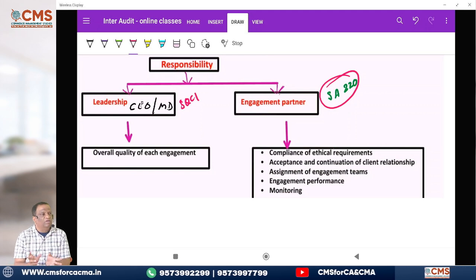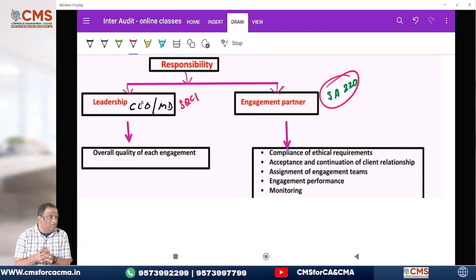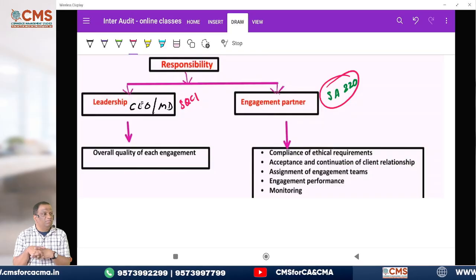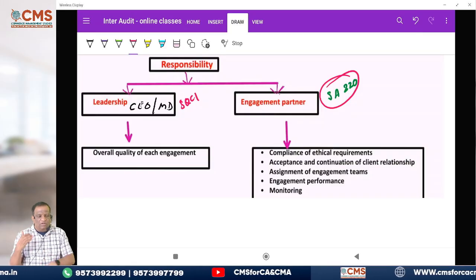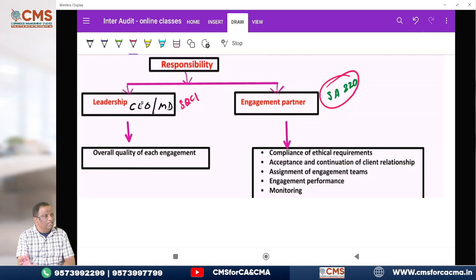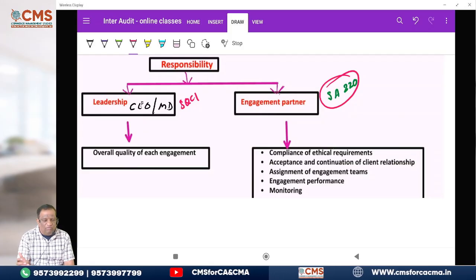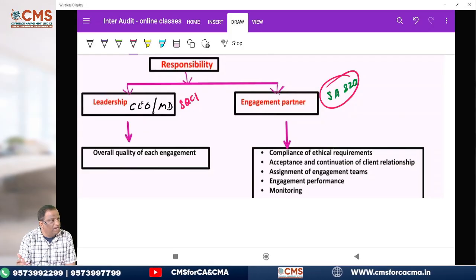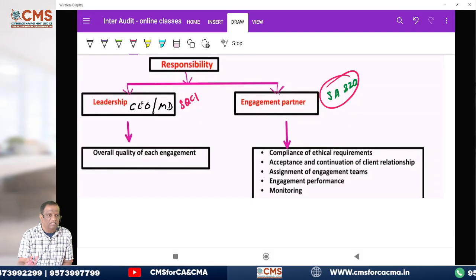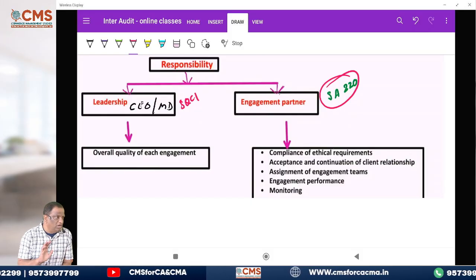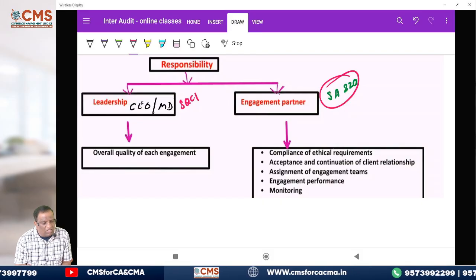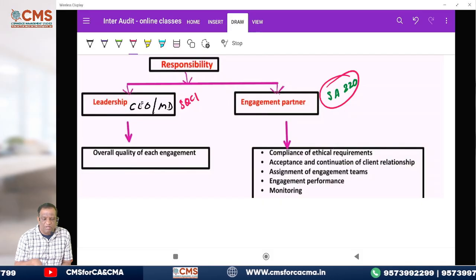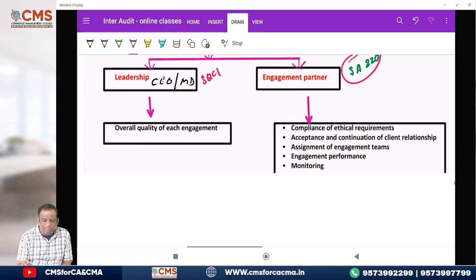So, what did you understand? Which one is a bigger one? SQC1 is a bigger one. So it is applicable not only to the audit but also for the others. Then whatever he said, monitoring and all this, HR policies and all, whose responsibility is it to comply? If it is SQC1, it is the leadership of the firm, so either the CEO or the managing partner and all that. But if it is SA 220, it is the engagement partner who has to comply for the engagements.